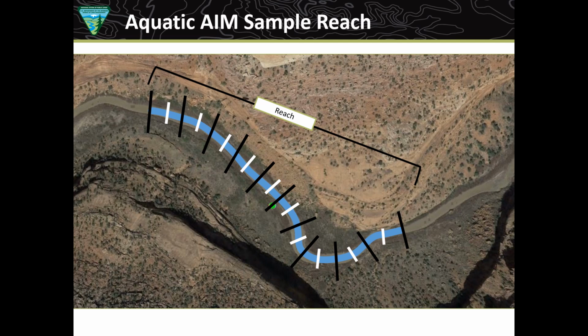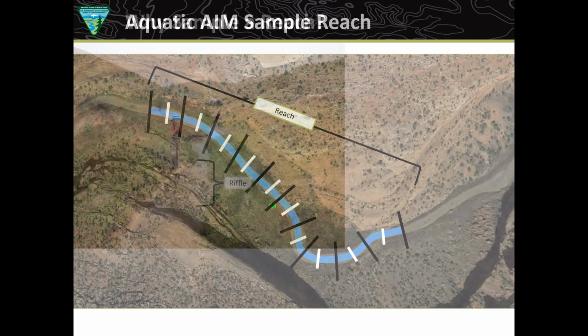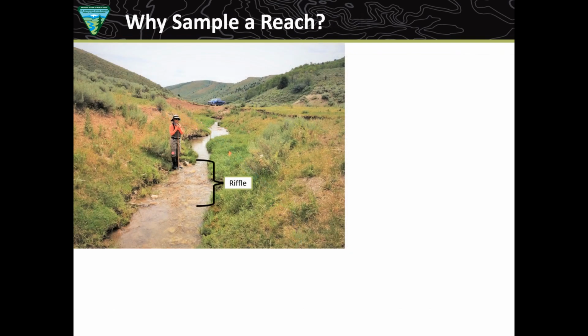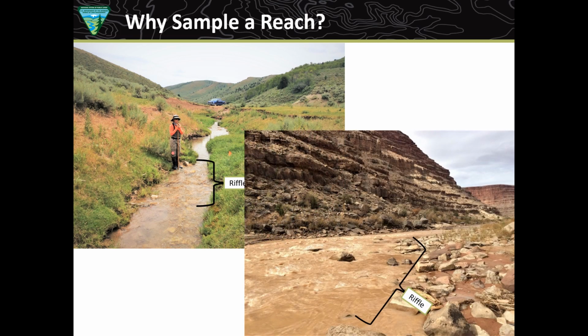An aquatic AIM sample reach is designed to capture the variety of habitat complexity that exists within each stream and river system. For example, small streams that have small bankful widths contain in-stream habitat, such as pools and riffles, which may vary dramatically over a relatively short distance. In large streams with larger bankful widths, a pool or riffle may extend for many meters.